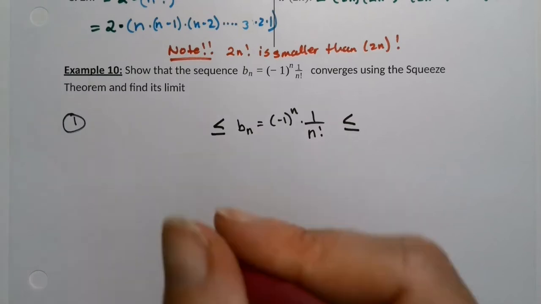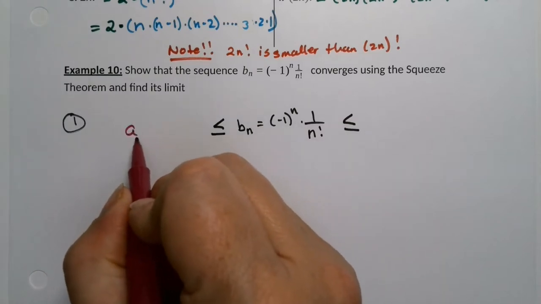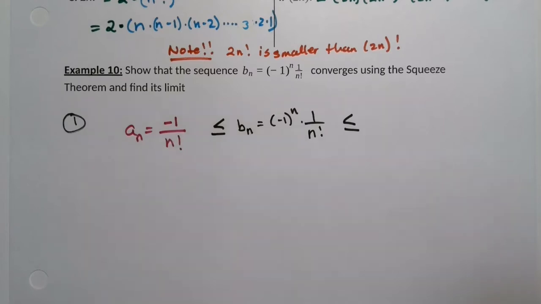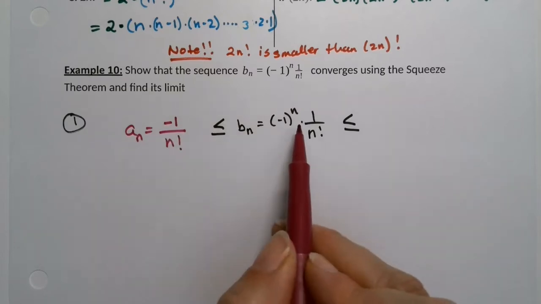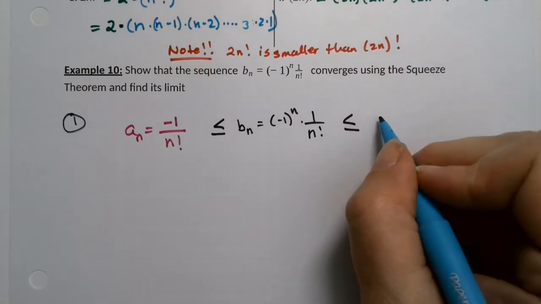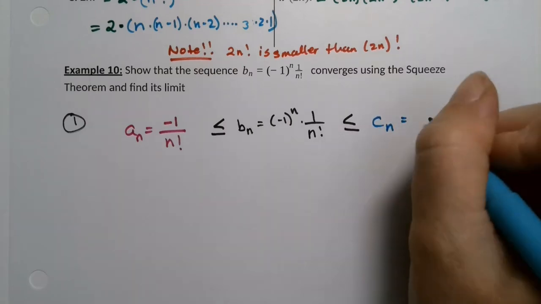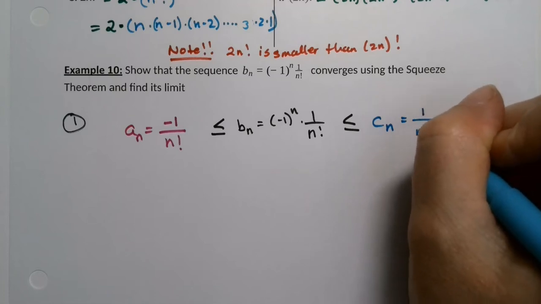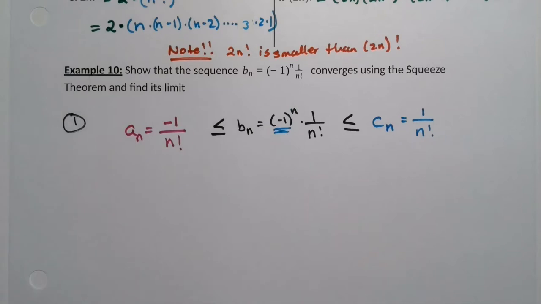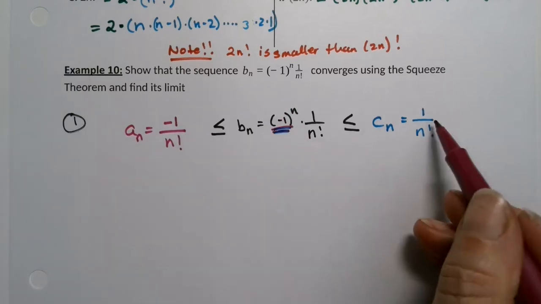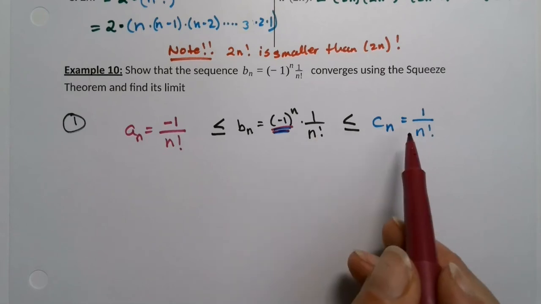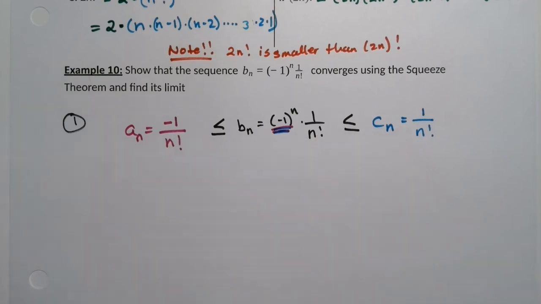Well, it's pretty obvious. I'm going to pick a sub n to be the negative values, right? Because negative will always be less than or equal to this. And then I'll pick c sub n to be positive 1 over n factorial. Again, because this negative 1 to the n piece is as high as positive 1 and as low as negative 1. So as long as that's the case, then this is true. Okay, so step 1 is done.